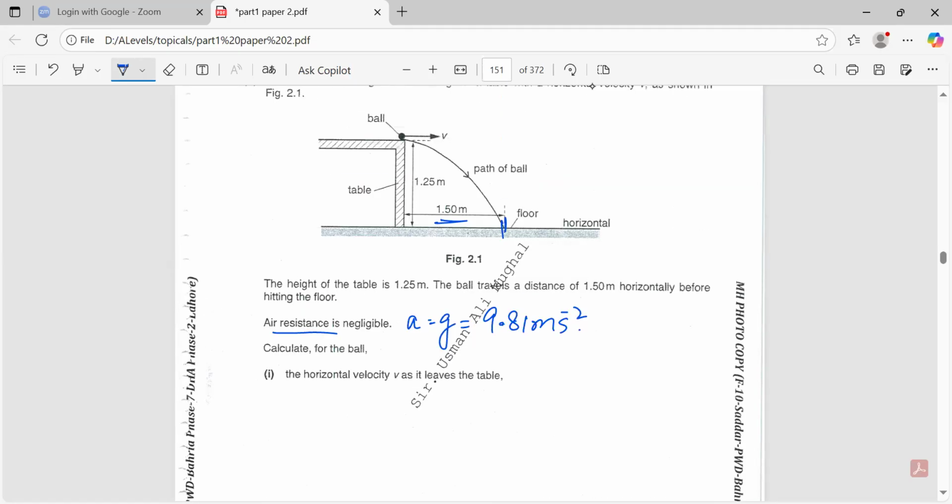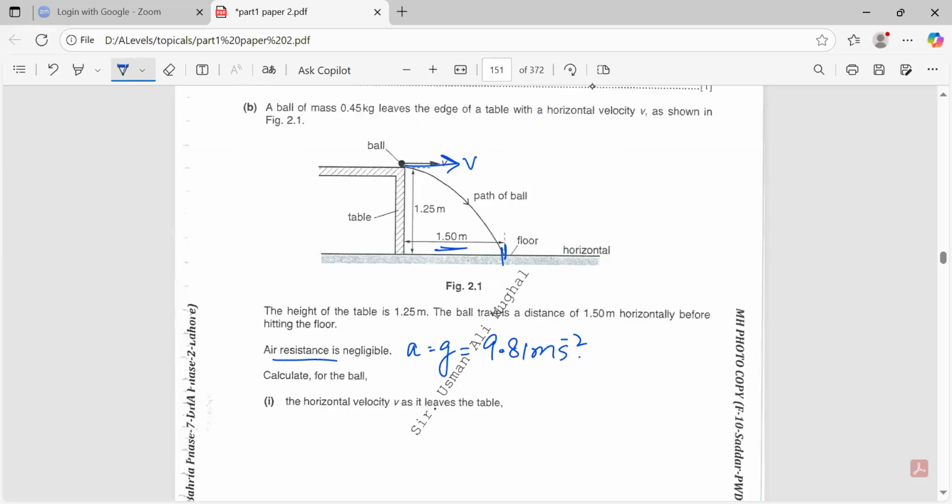So as it leaves the table, we need to find out the value of horizontal velocity. I taught you a few parameters regarding the projectile when we studied it during the lesson. Whenever we are having the horizontal motion, our acceleration along horizontal will be zero, and our velocity along horizontal is always constant. This is what we studied regarding the horizontal parameter for the projectile.